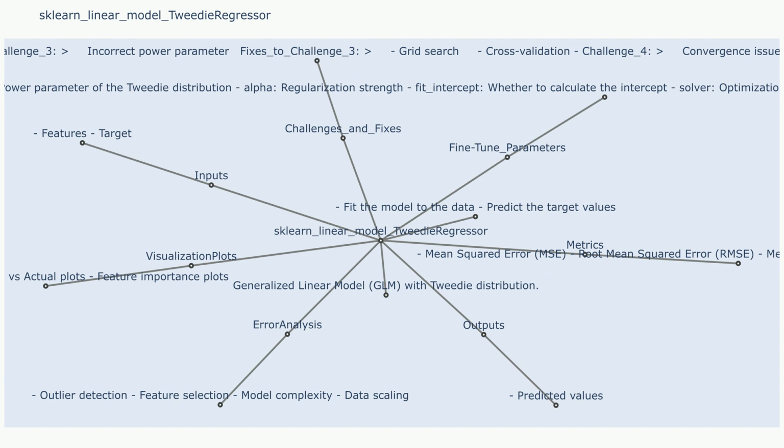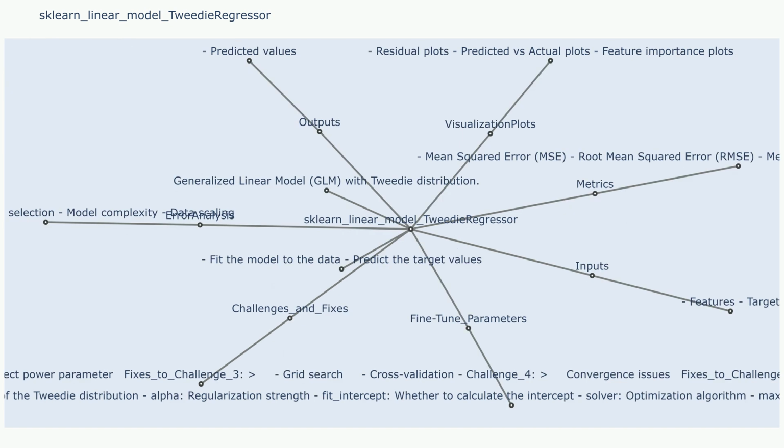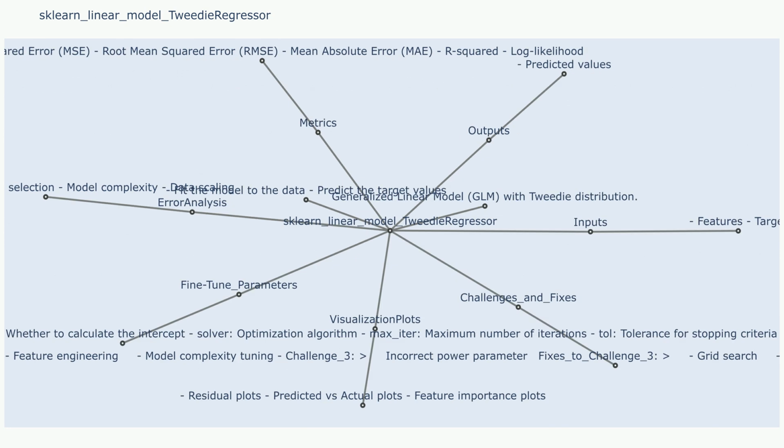Challenges and fixes. Challenge 1: overdispersion in count data. This occurs when the variance of the response variable is greater than the mean, violating the assumption of the Poisson distribution. Sample use case: analyzing the number of accidents on a highway over a month, where the variance is significantly higher than the mean. Fixes: use a Tweedie distribution with a power value greater than 1.0 to account for the overdispersion. Consider using a negative binomial regression model, which is specifically designed for overdispersed count data.